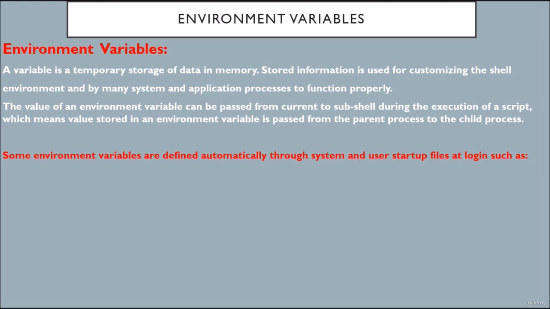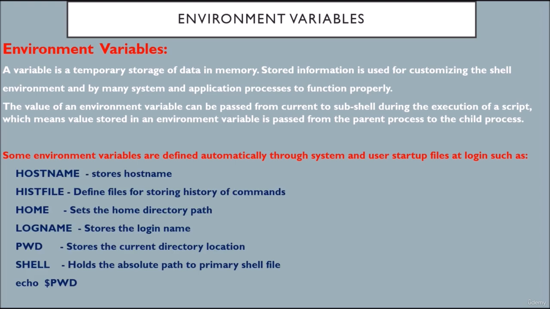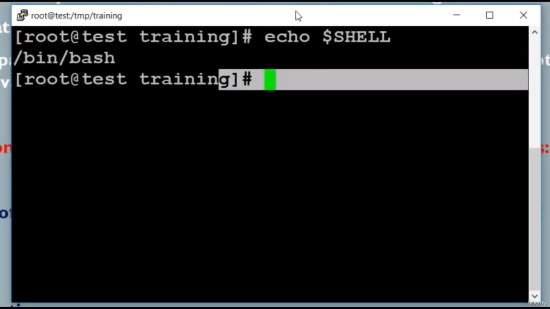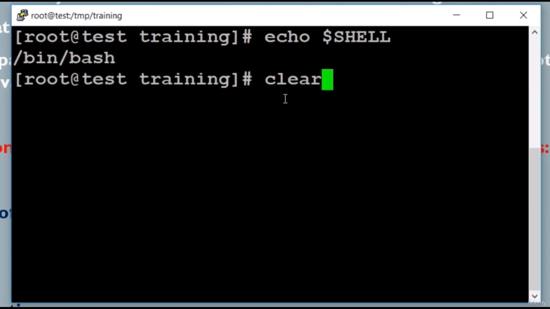Some environment variables are defined automatically through the system and use the startup files when you log in. Some of the examples are HOSTNAME, HISTFILE, HOME, LOGNAME, PWD, SHELL. Let's look at one of these examples through the terminal so you can have a better idea of what it's doing. We clear the screen.